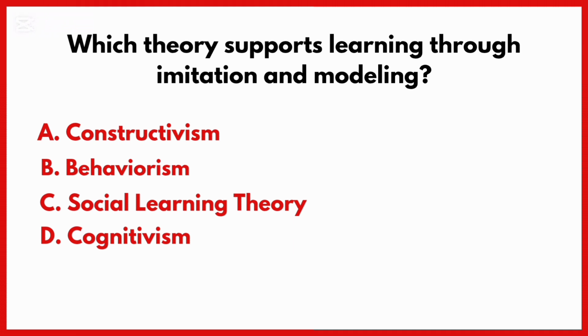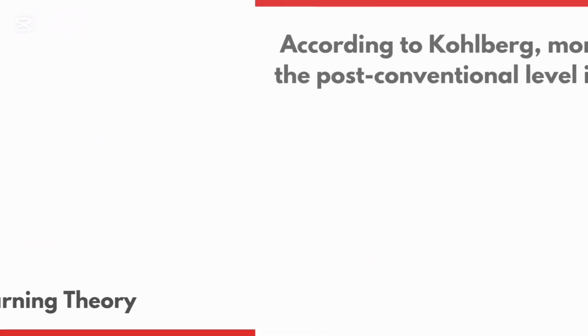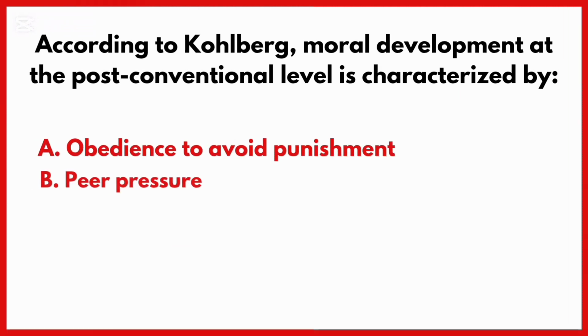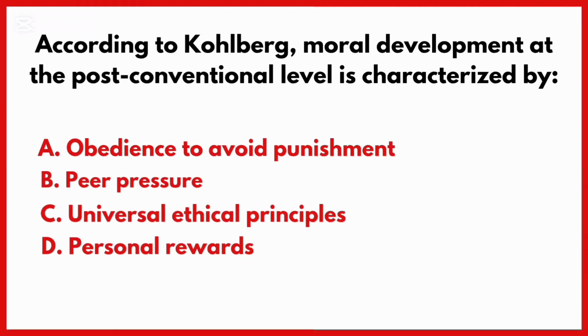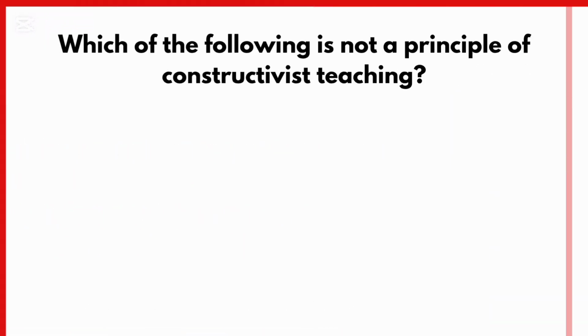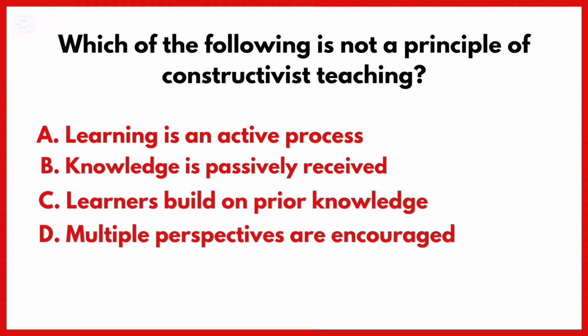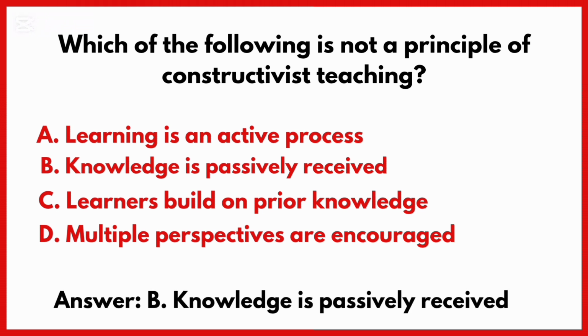Correct answer is option C. Social learning theory. According to Kohlberg, moral development at the post-conventional level is characterized by. Correct answer is option C. Universal ethical principles. Which of the following is not a principle of constructivist teaching? Correct answer is option B. Knowledge is passively received.